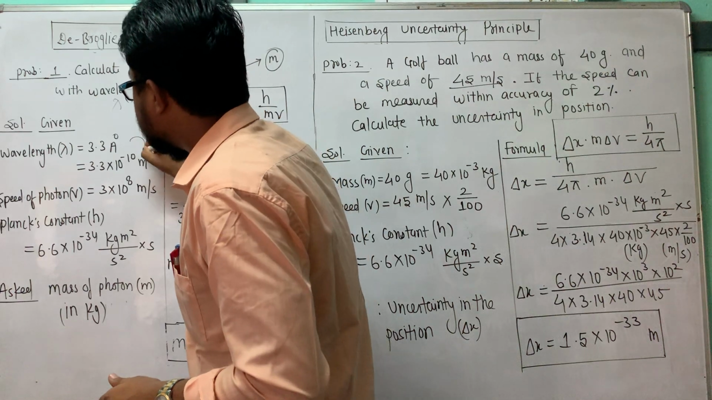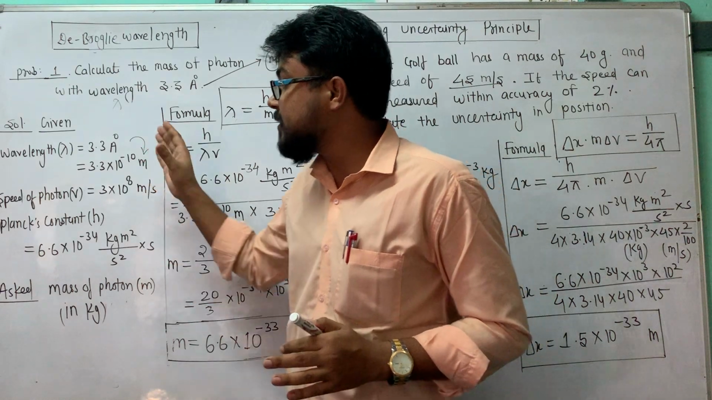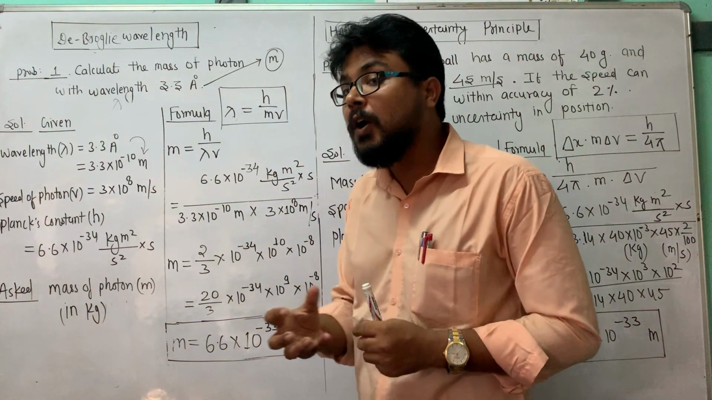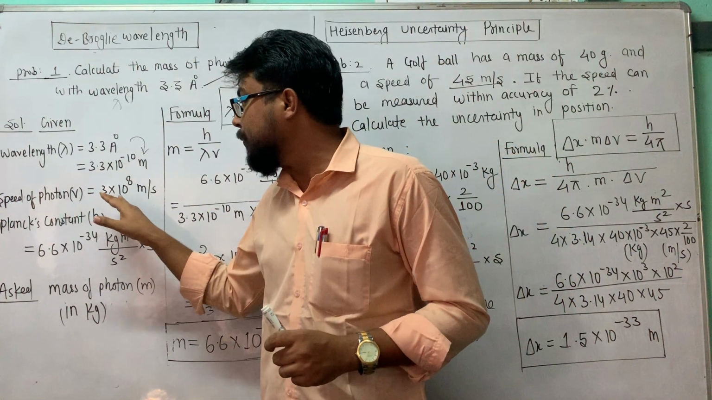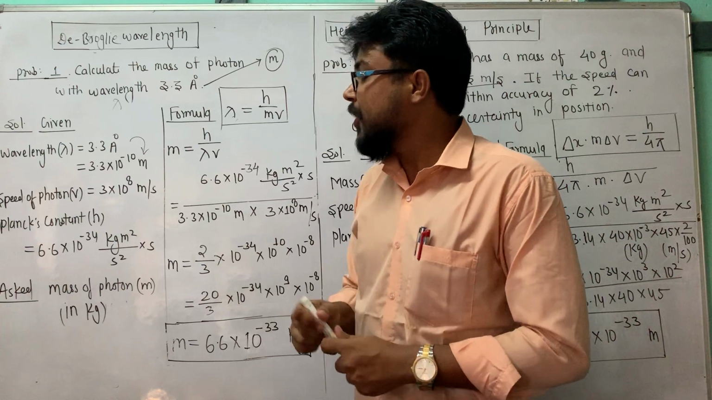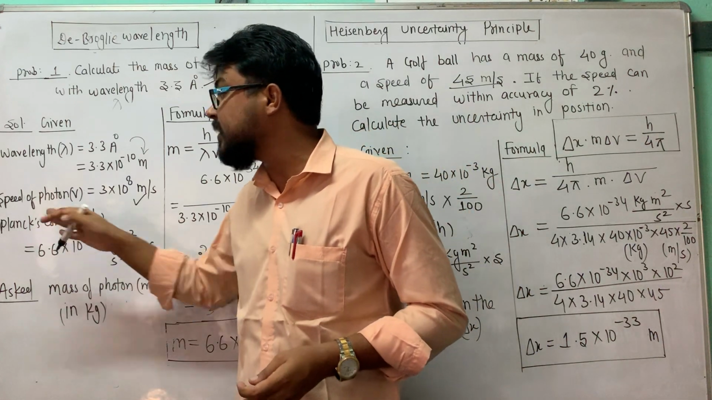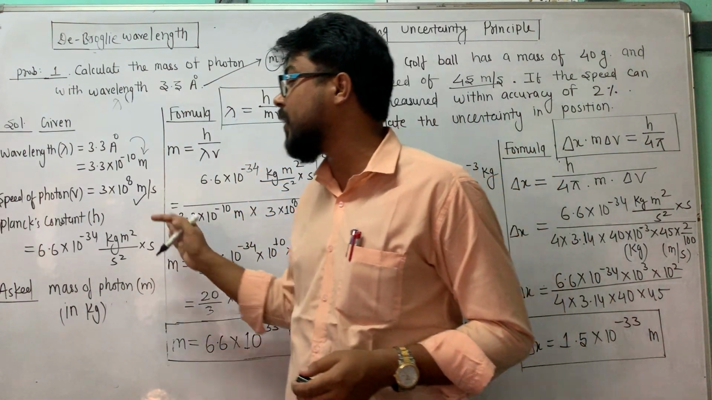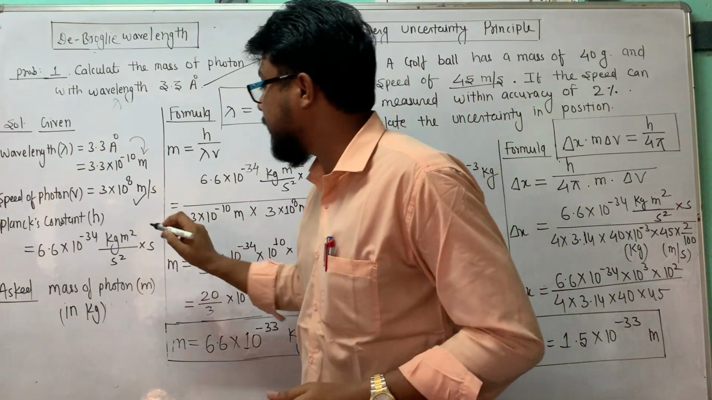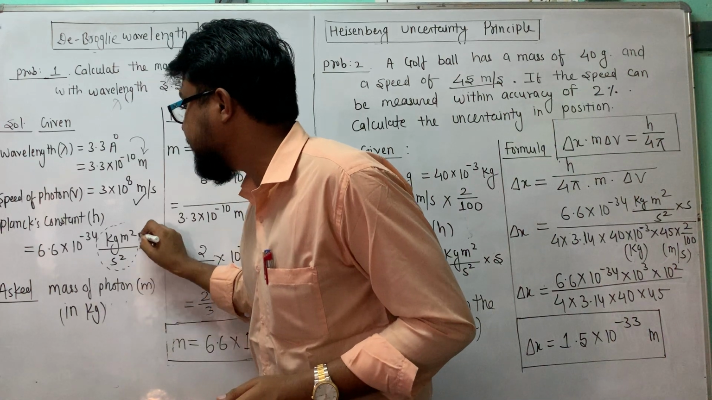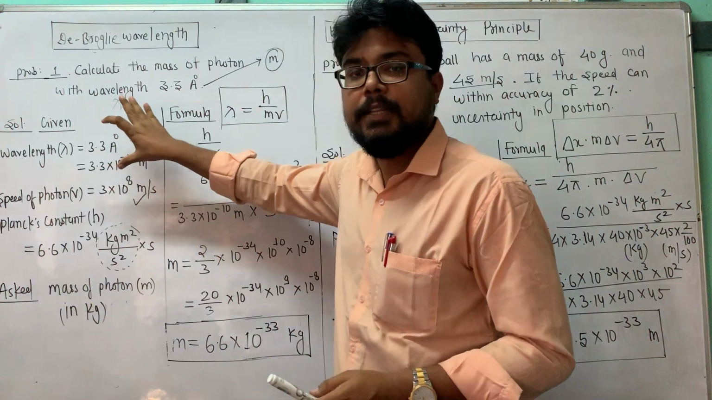Now some terms we know, that is speed of light, or speed of photon, or velocity of light, velocity of photon. It is 3 × 10 to the power 8 meter per second. We know this quantity, and the next one is Planck's constant, that is h, and it is 6.6 × 10 to the power minus 34 joule second, and the term joule is nothing but kilogram meter square upon second square. So it's all about the given data.